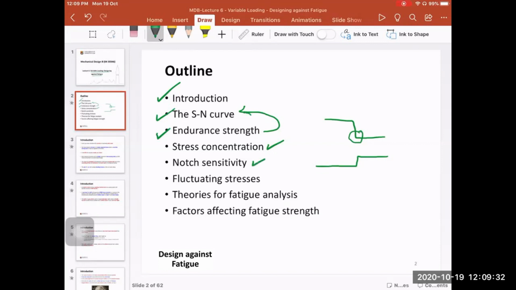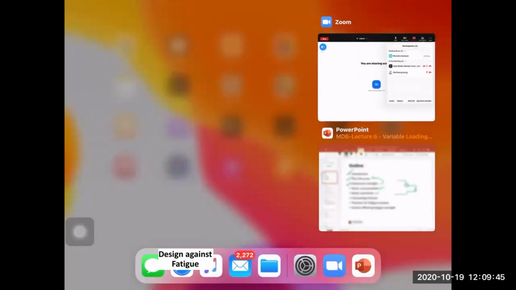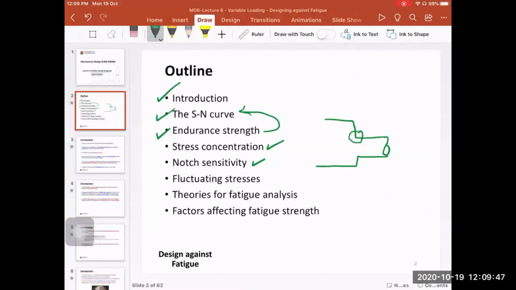We're going to explore also the notch sensitivity, where you will consider the material aspect. So in here, when we study the stress concentration, we focus only on the geometry, but in order to take the materials into account, we consider what's called notch sensitivity, as you will see in a moment. Then we are going to talk about fluctuating stresses.